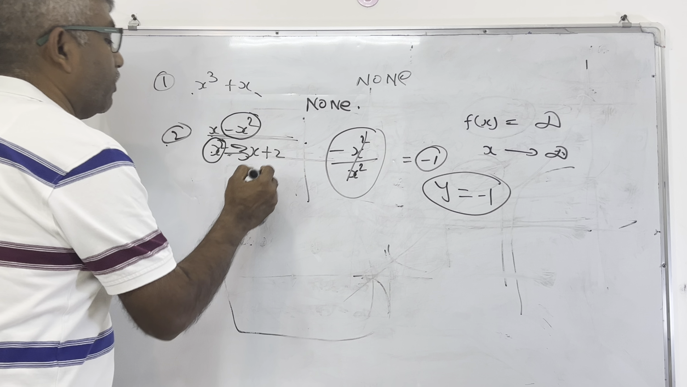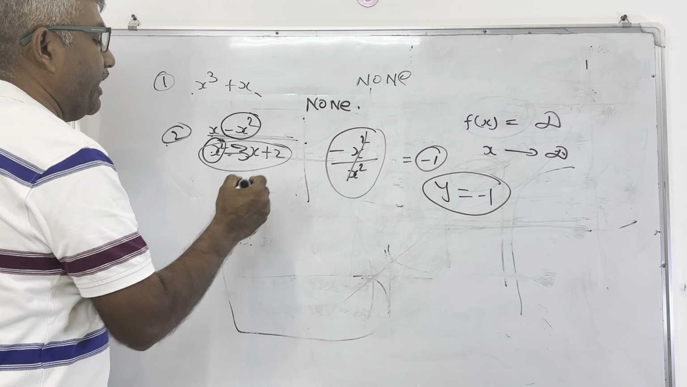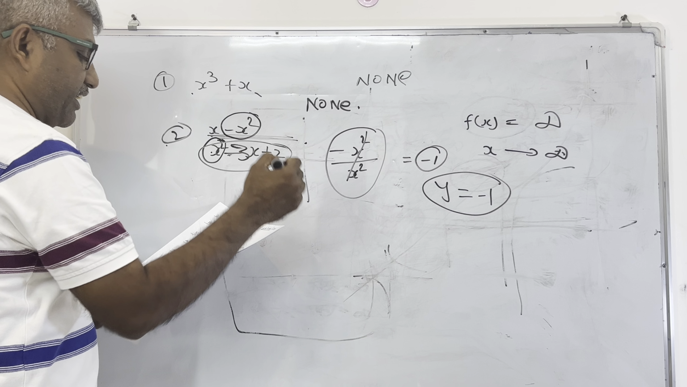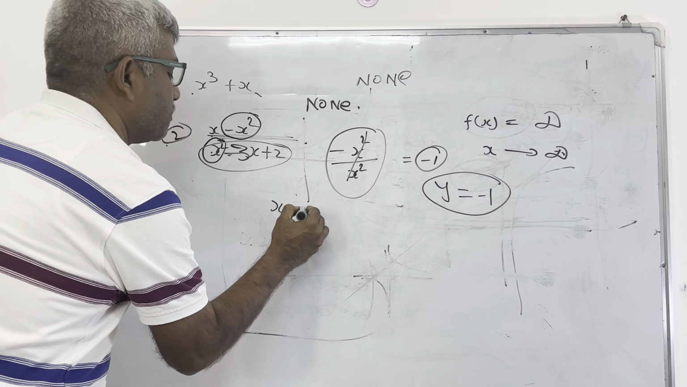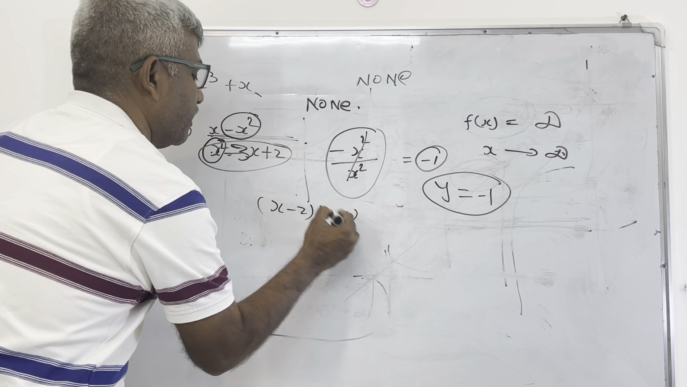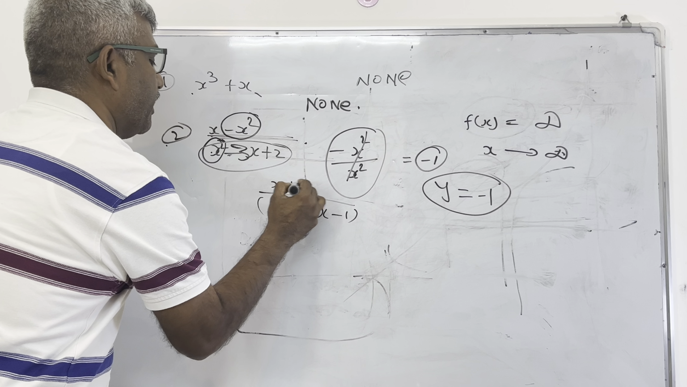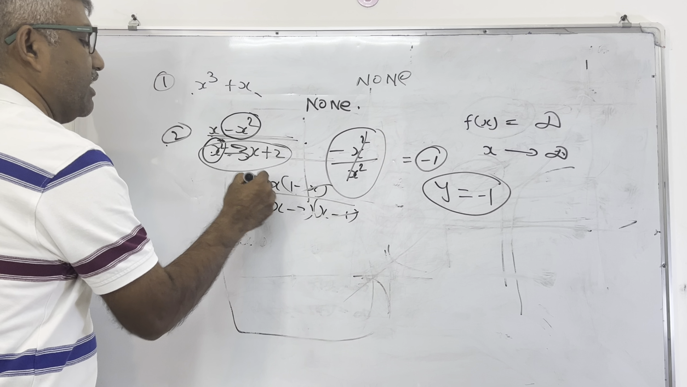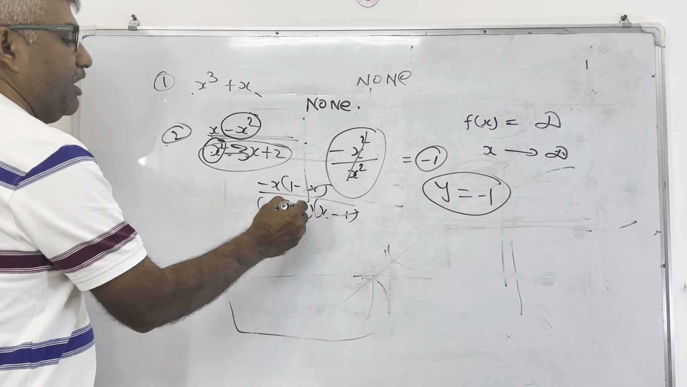And then the second one, I already told you, in the domain, here after factorizing, x minus 2, x minus 1, 1 minus x will be there. If you cancel this, minus will come. When x is equal to 2, it is not defined. So the question number 2, y equal to minus 1 is the horizontal asymptote, x is equal to 2 is the vertical asymptote.